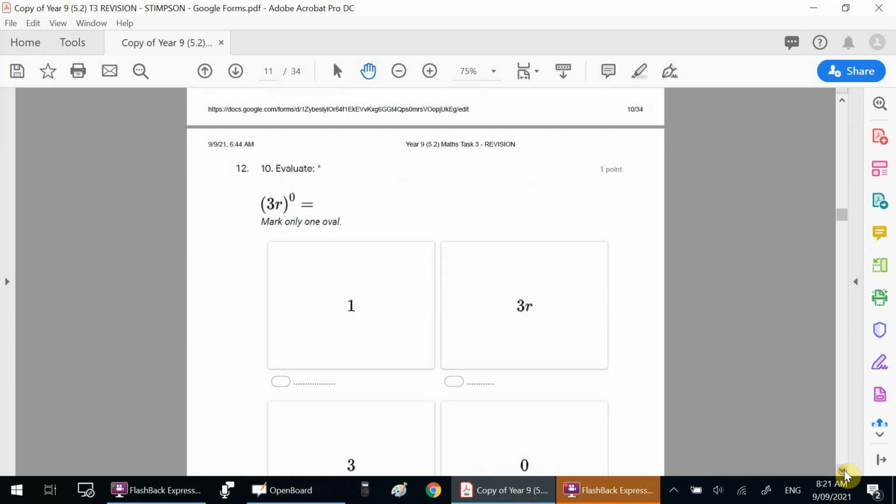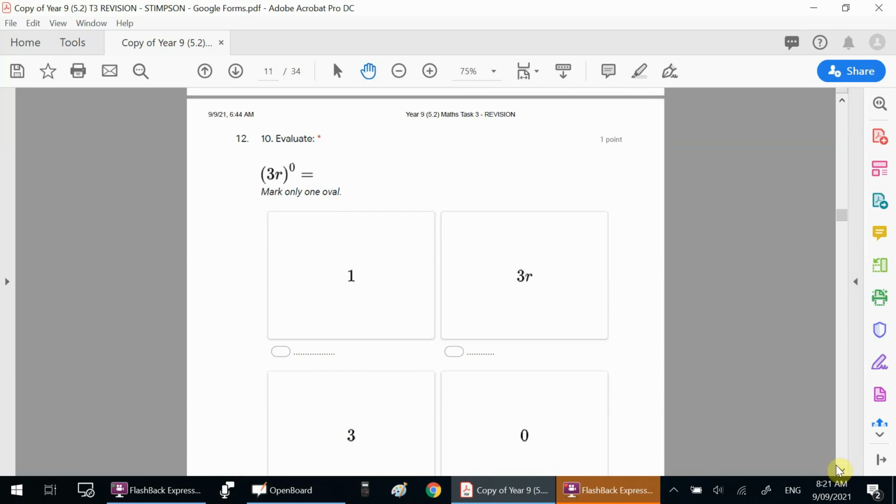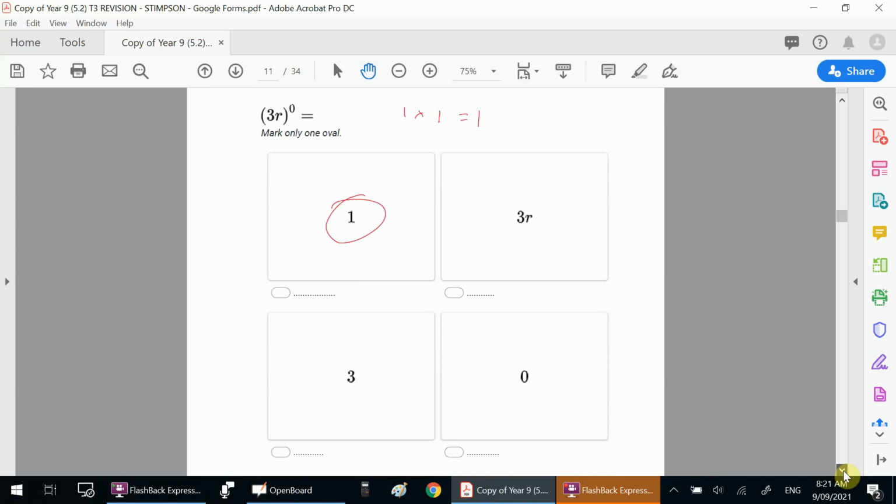Question 12. We have brackets with a power outside, so the power applies to everything inside. So r to the power of 0 is 1, and 3 to the power of 0 is 1. 1. There's your answer to that one.